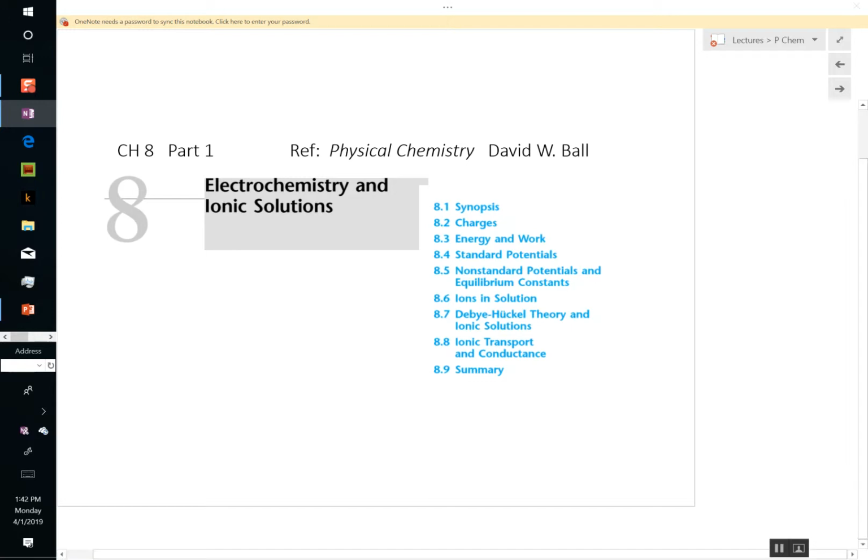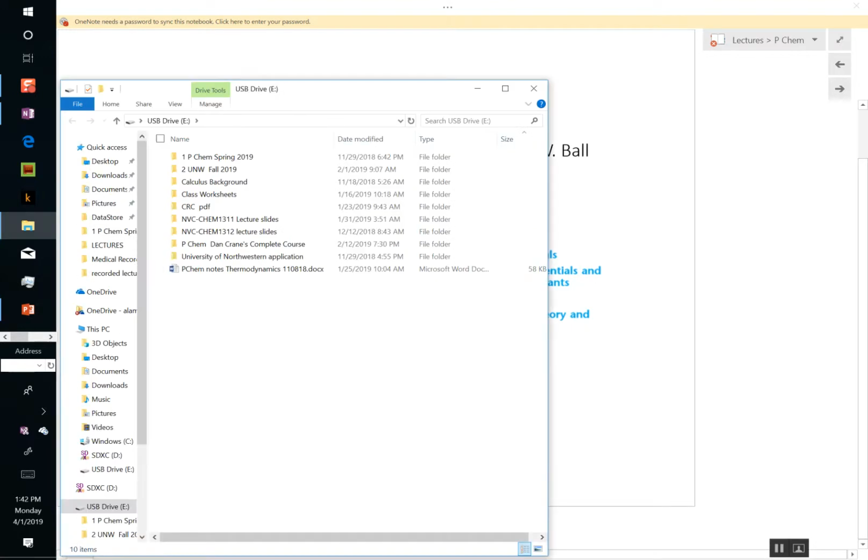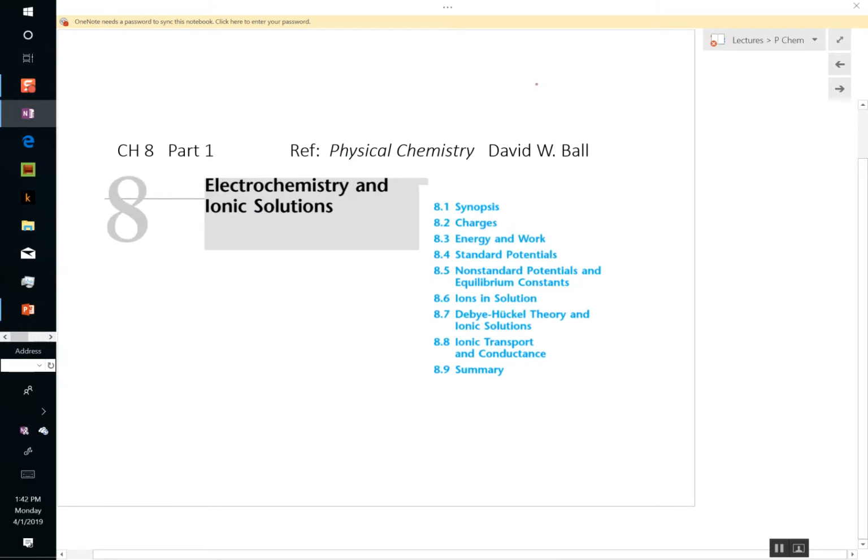All right, so chapter 8. This is what you see on chapter 8. Charges, energy and work, standard potentials. And this part 1 goes down to about here, standard potentials. Not sure it gets quite that far. And then there'll probably be at least 3 parts to this as we go through this chapter.